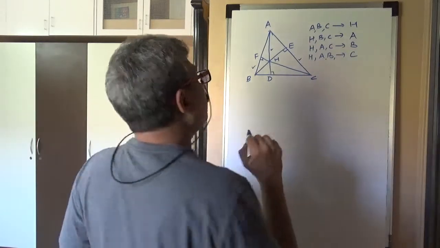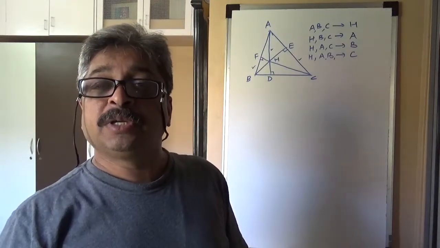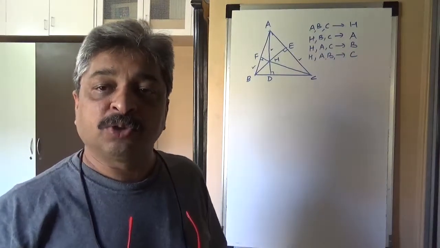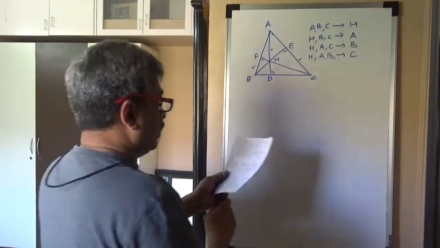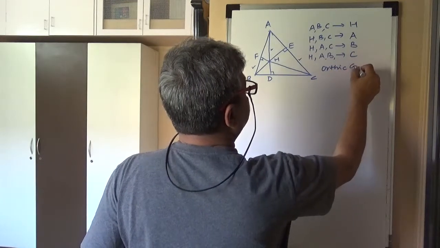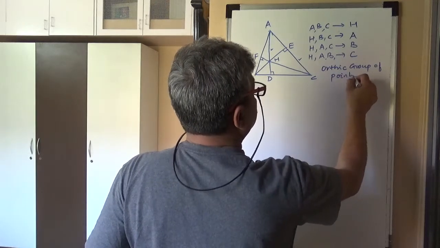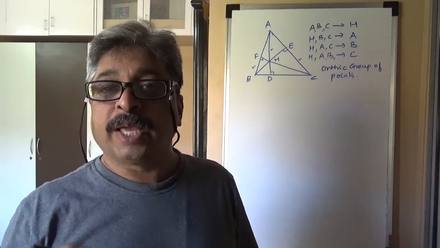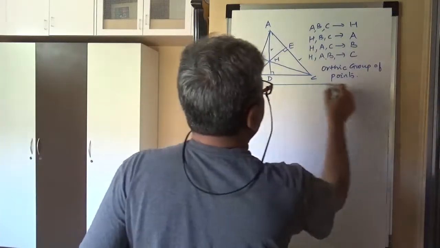So if you take any 4 points H, A, B, C and create a triangle using 3 points amongst those 4, and the 4th point happens to be the orthocenter, then we call this particular configuration an orthic group of points. These four points are said to be forming an orthic group. You take any 3, the 4th is the orthocenter. Okay, that is the first part of our lecture.